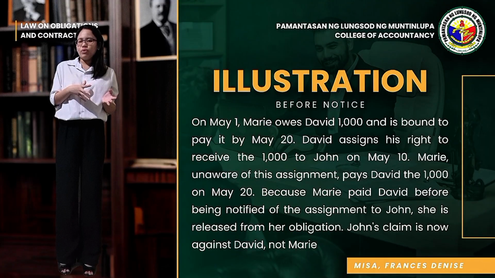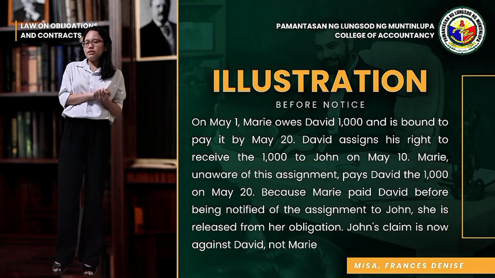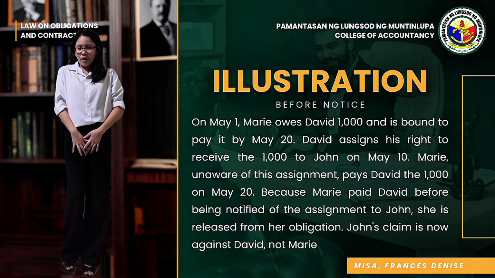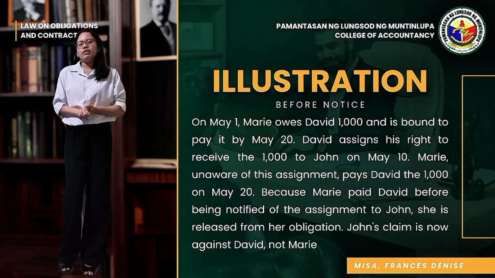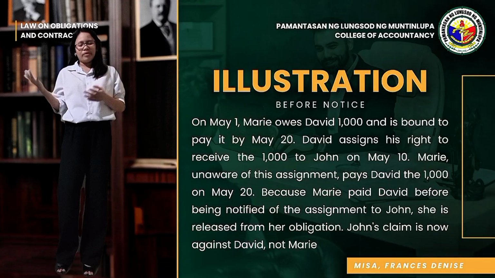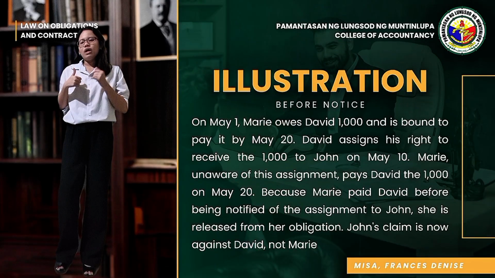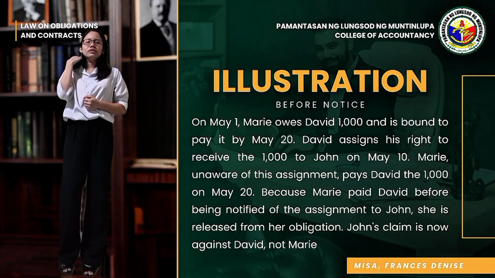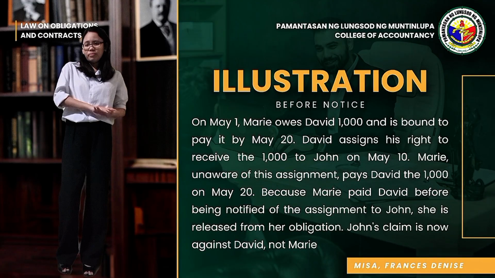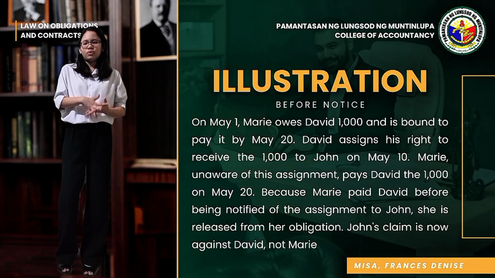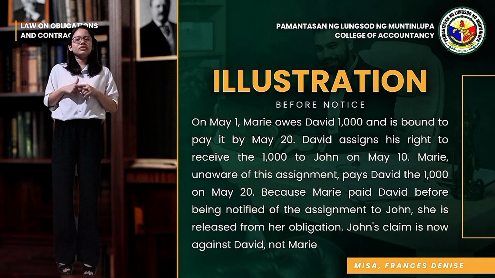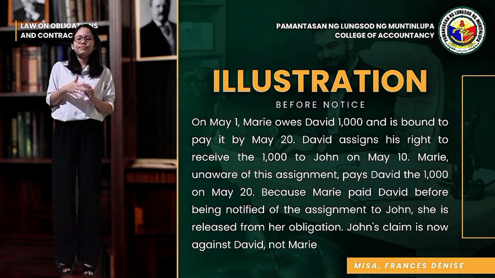So Mary owes David 1,000 and David assigned his right to receive the 1,000 to John. Mary, who is unaware of this assignment, pays David the 1,000. Because Mary paid David before being notified of the assignment to John, Mary is released from her obligation and is considered to have fulfilled her obligation by paying David. So John's claim is now against David and not Mary. If John wants the money, he must go to David since Mary's payment to David is valid.